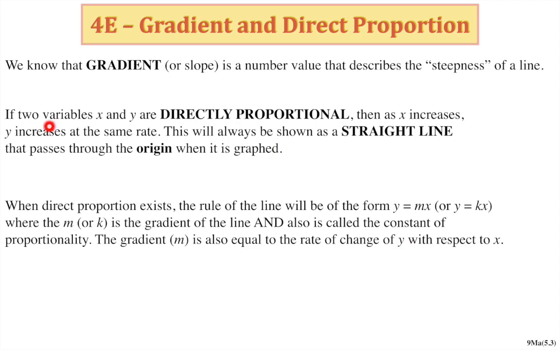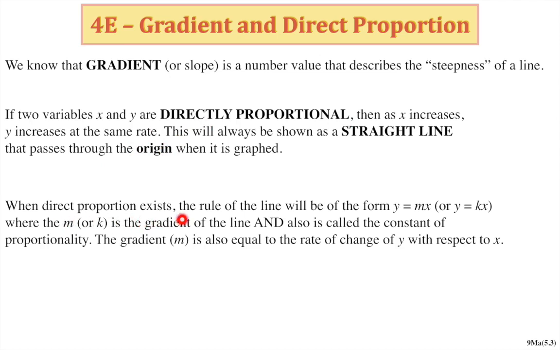Now, if the two variables, that means the x and the y numbers, when you compare them, are directly proportional, that means when x gets bigger, y gets bigger at the same rate. You're going to generate a straight line as a fancy way of saying it's directly proportional. And for directly proportional lines, we are always going to pass through the point 0, 0 when we graph it.